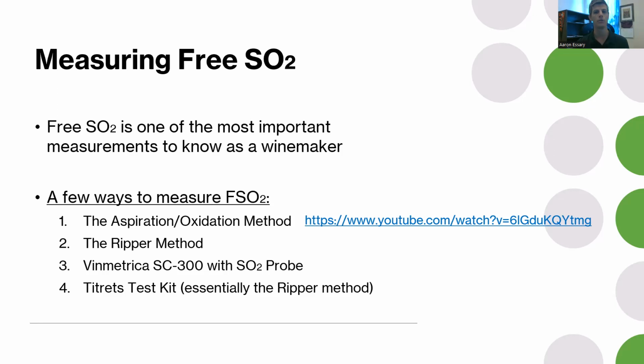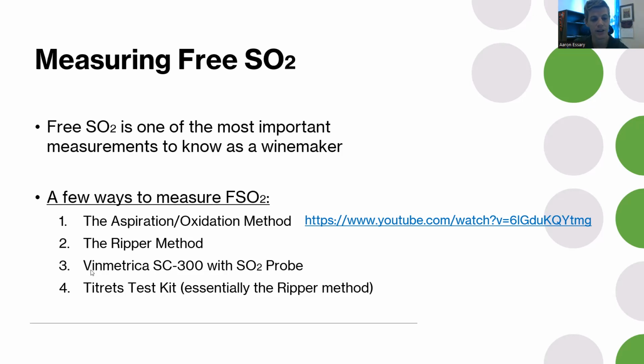Here are a few ways to measure free SO2. One, the aspiration oxidation method, which is probably the most precise method for measuring SO2. Again, I put a link here. I will send these slides out later. That's a link to a YouTube video that will walk you through how to measure free SO2 using the AO method. Number 2 is the Ripper method. That's a pretty quick way to measure SO2.